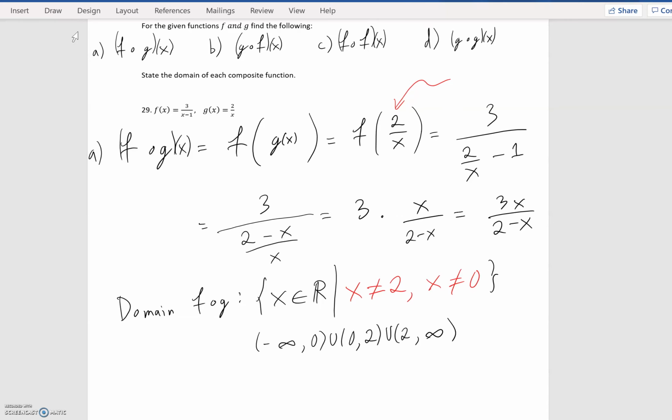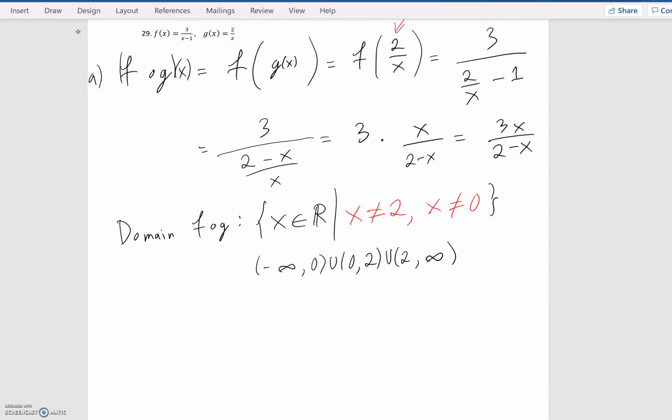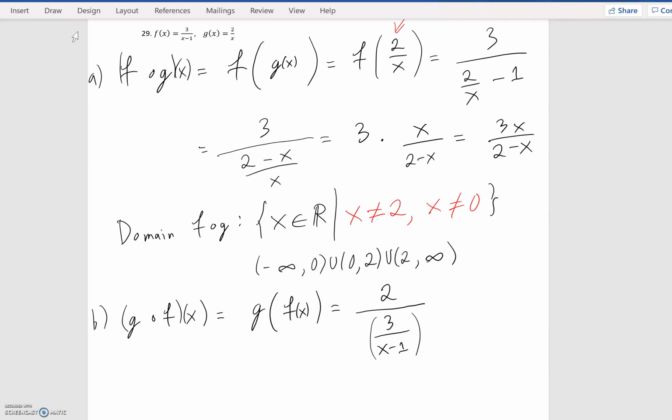Let me do part B, g composed with f of x. This equals g evaluated at f of x. So for that function g, wherever I see an x, I need to plug in the entire function of f of x. Just like that.